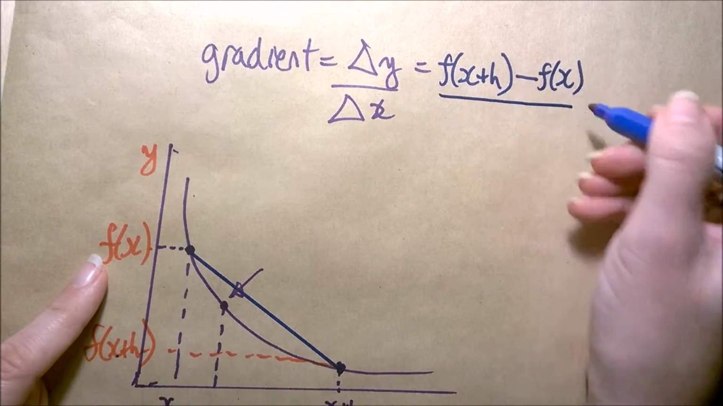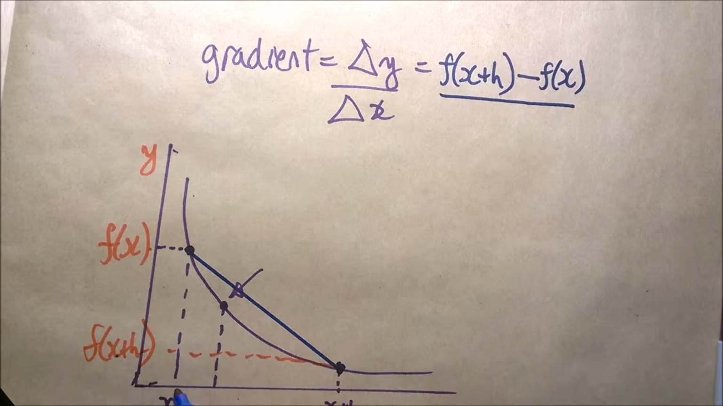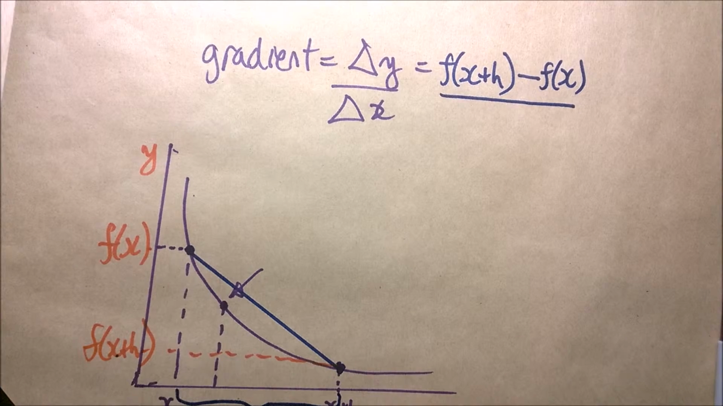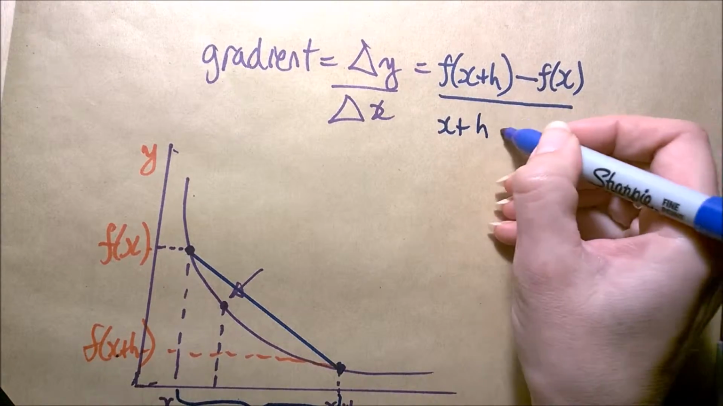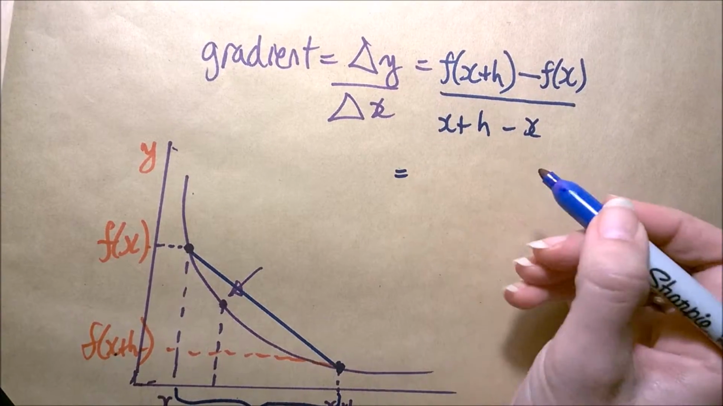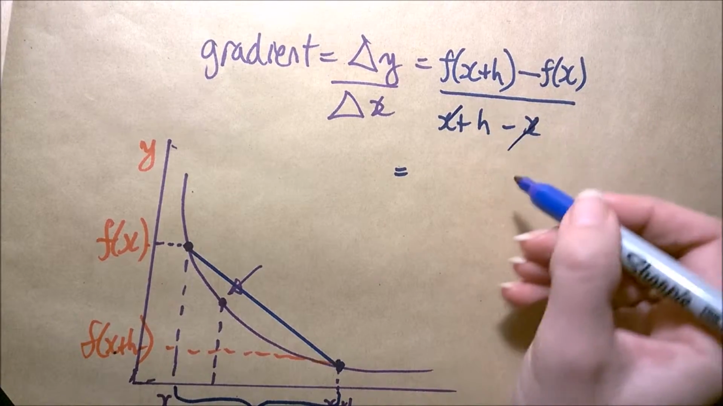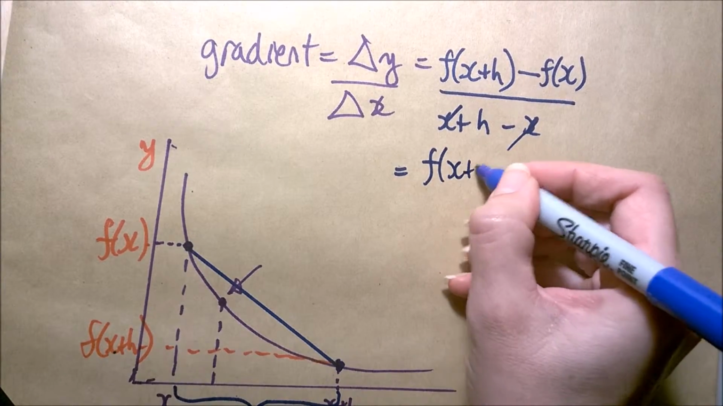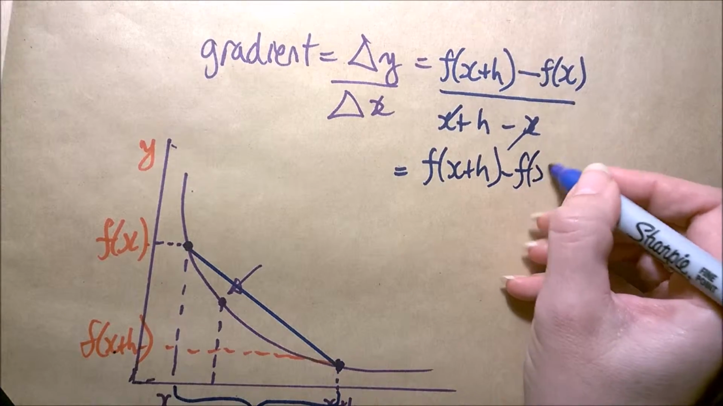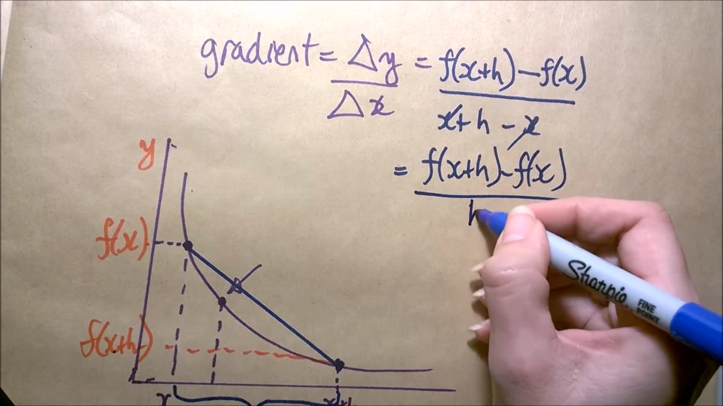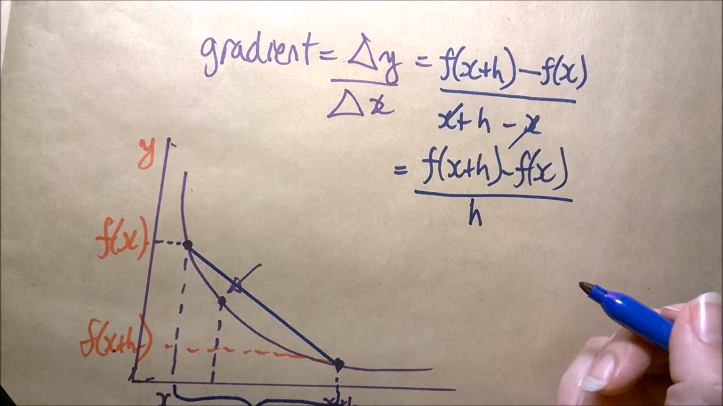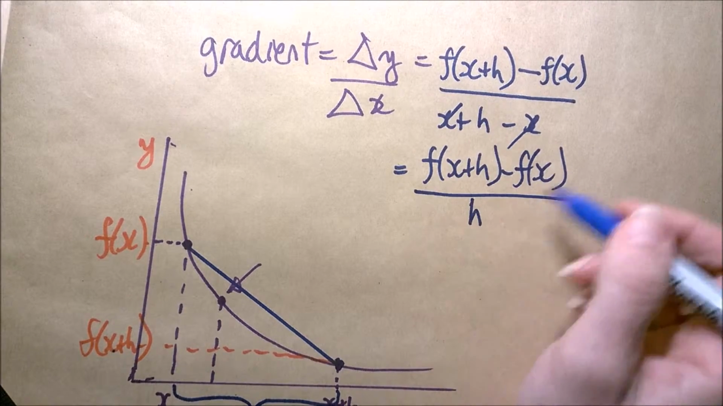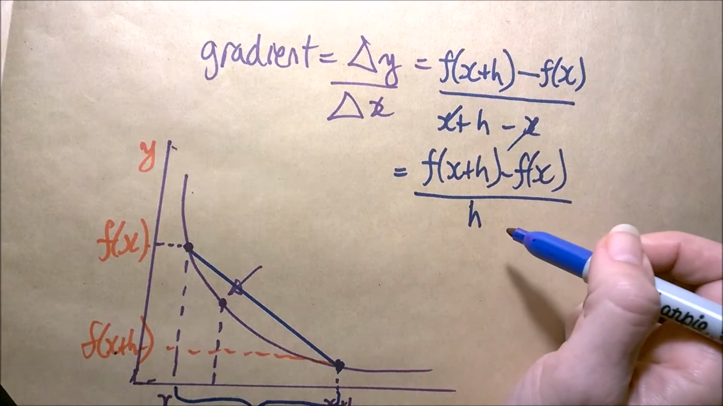But it's all over the change in x. Well, what's the change in x here? The difference between x plus h and x, x plus h minus x, well, that equals h, obviously. So we can just do this bit. That's what we have on the top, that's our change in y. Down the bottom, our change is h. So that gives us a gradient, a rate of change.